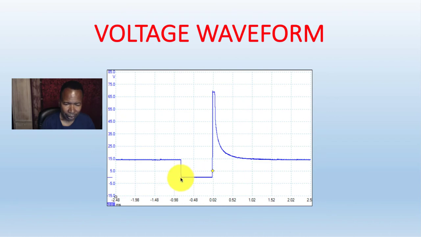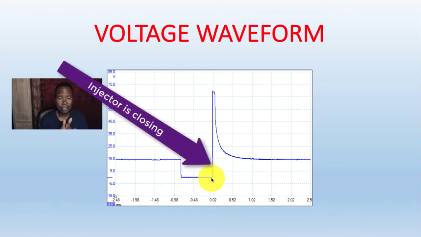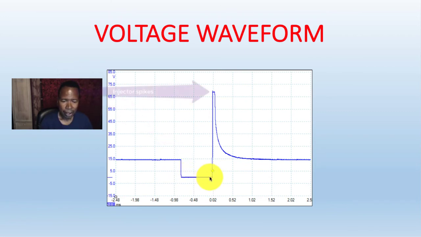This, from here to here, is called my pulse width. That's my injector on time. That's the amount of time that my injectors are held on. Here, this little spike right here, I can see off this injector, that's when it's turned off. And it comes back down to system voltage.